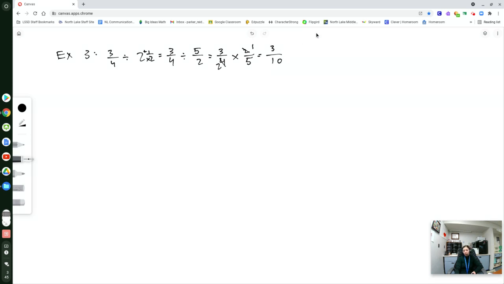Now in this case, our answer is not an improper fraction. This is a proper fraction. The top is smaller than the bottom, so we're not going to have to do a third step. We are all done, and our answer is 3/10.